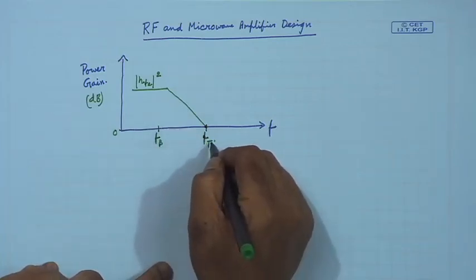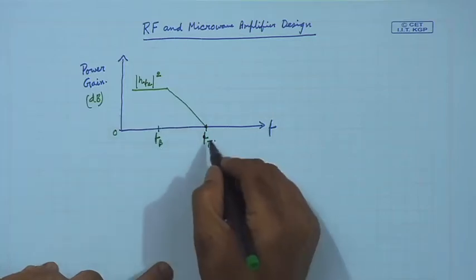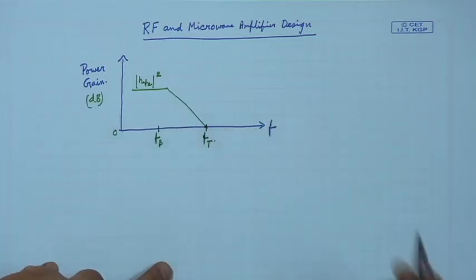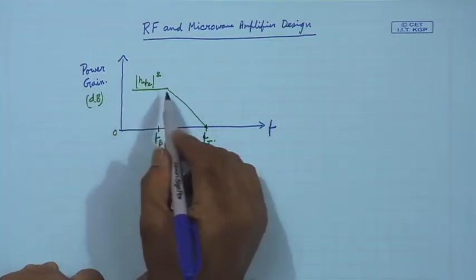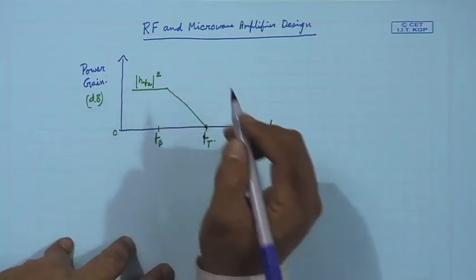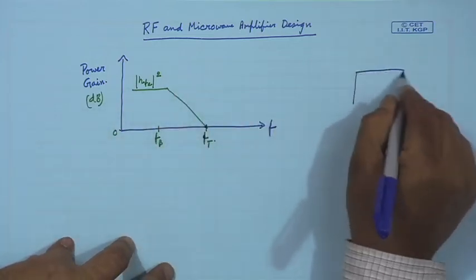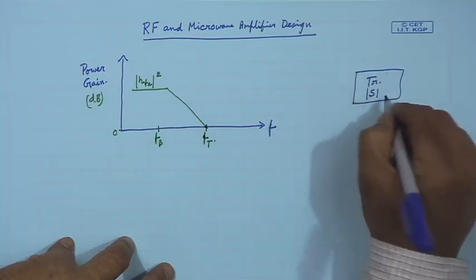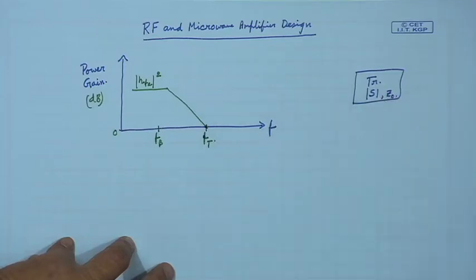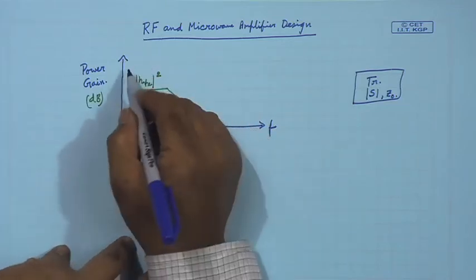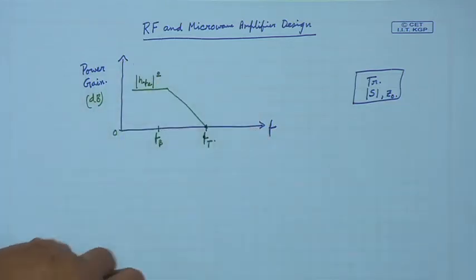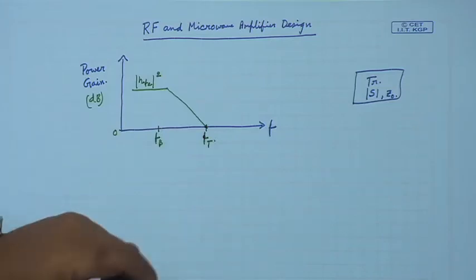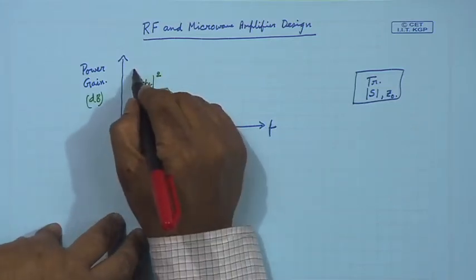Ft is much higher than F beta, but if we go higher, we see that in microwave region this H parameter description is not adequate. There, as I said, a whole transistor we represent by S parameter with an impedance level Z naught, characteristic impedance level Z naught, and if we see a typical power variation in the dB scale that takes the form of this.